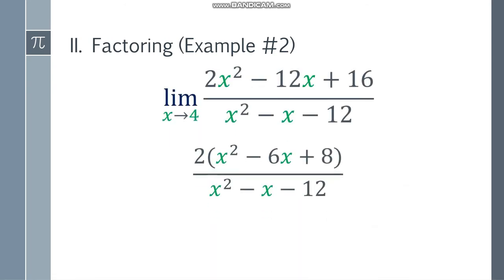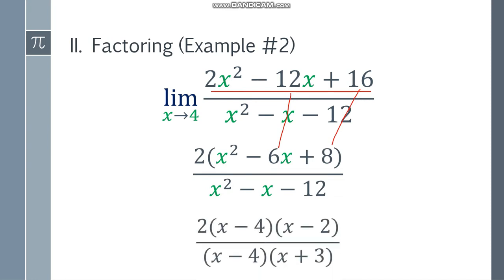So factor that one. I'll just reduce this to 2 times the quantity x squared minus 6x plus 8, dividing by 2. Next, we can factor x squared minus 6x plus 8, as well as the denominator. For x squared minus 6x plus 8, that will be x minus 4 and x minus 2. For x squared minus x minus 12, that will be x minus 4 and x plus 3.